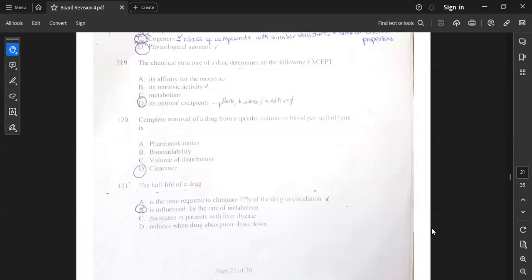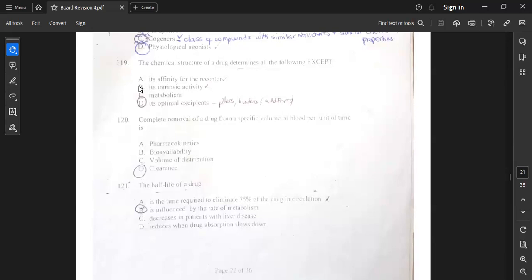I think it's clearance. Sorry? I think it's clearance because the availability has to do with the volume or the concentration available for action to the sites, and then volume of distribution has to do with distribution. Pharmacokinetics is everything from absorption to clearance and everything. So I would go with clearance.